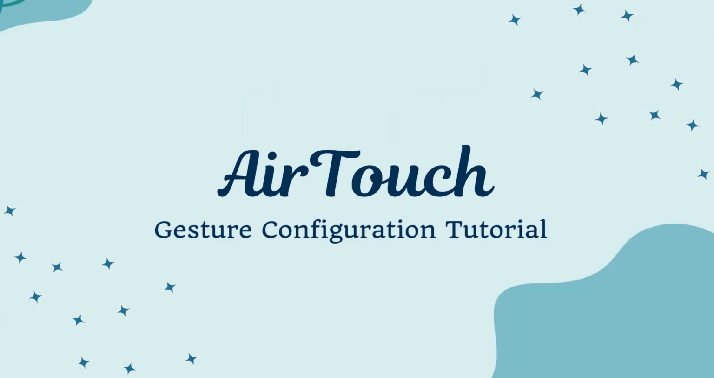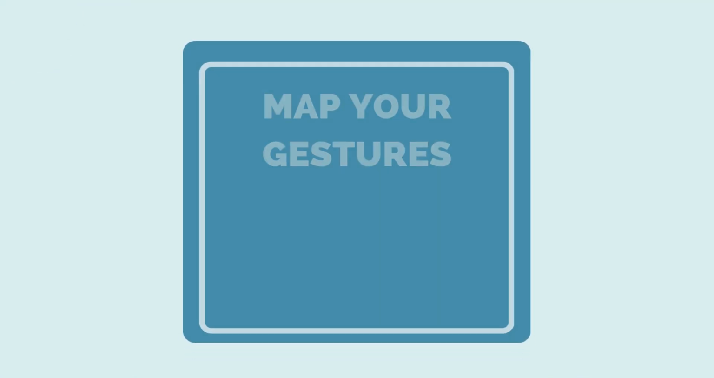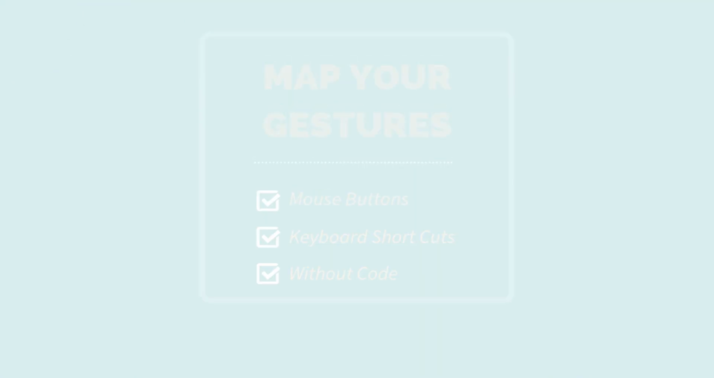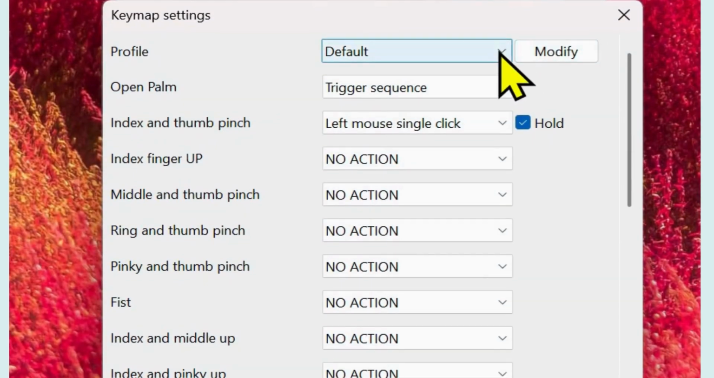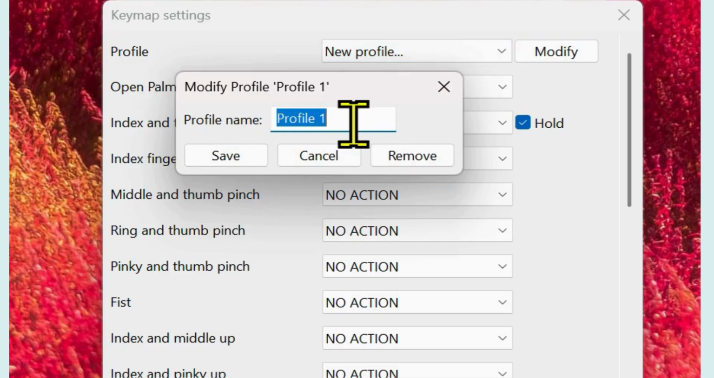Welcome back to AirTouch. In this tutorial, I'll show you how to map gestures to mouse and keyboard, all without writing any code. To begin, go to File, then Settings to open up the mapping dialog. You will first need to create a new gesture profile, or you can use the existing default profile.